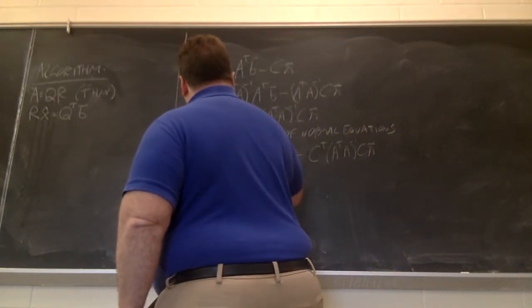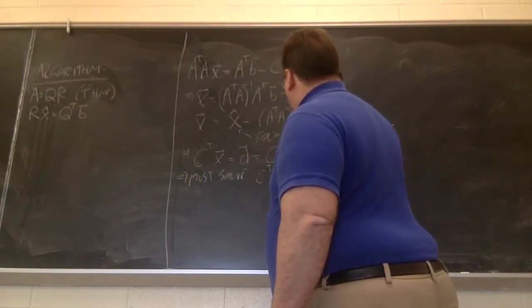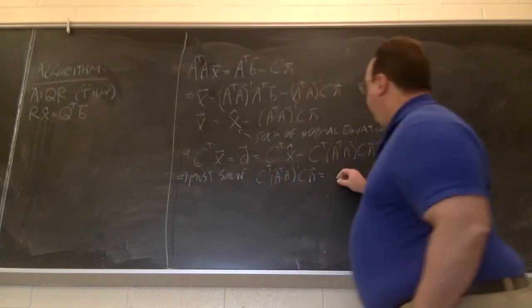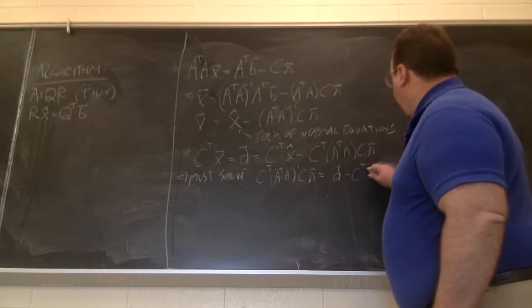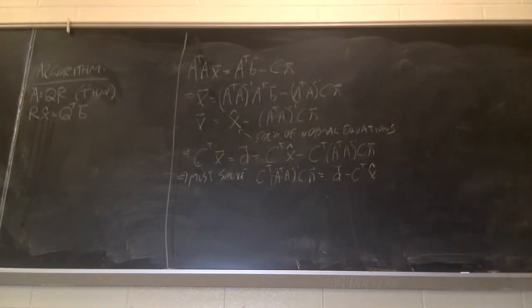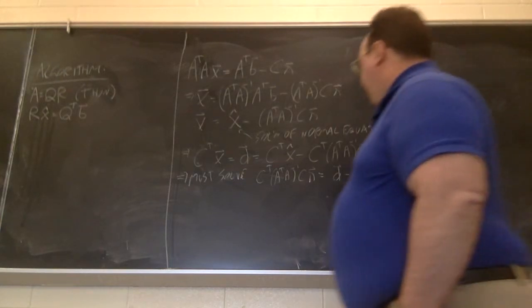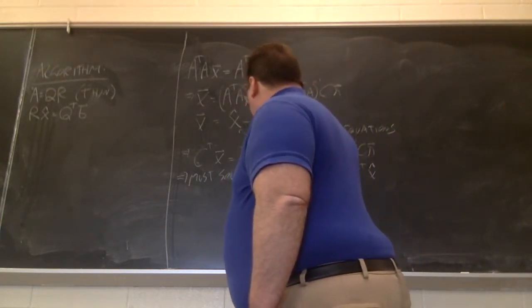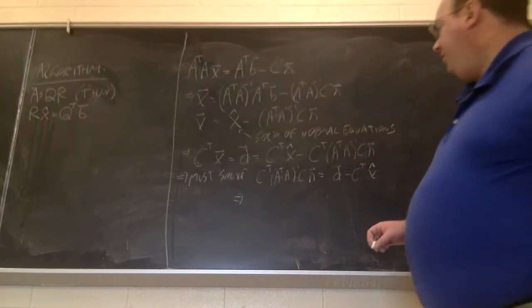So we must solve C transpose A inverse C lambda is equal to d minus C transpose x hat, rather. Okay, so the right side of this system is known. Now, what about the matrix C transpose A inverse C? We definitely don't want to compute all of that. We don't want to compute its inverse explicitly. But what can help us is to use the fact that A is equal to QR. We have a QR factorization.